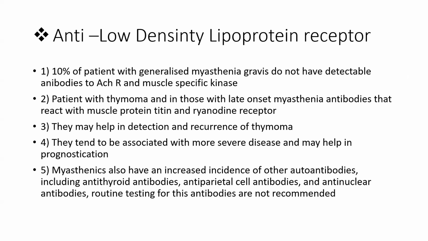Low density lipoprotein receptor. 10% of patients with generalized myasthenia gravis do not have detectable antibodies to acetylcholine receptor and muscle-specific kinase. In patients with thymoma and in those with late-onset myasthenia, antibodies react with the muscle proteins titin and ryanodine receptor. They may help in detection of recurrence of thymoma. They tend to be associated with more severe disease and may help in prognostication.